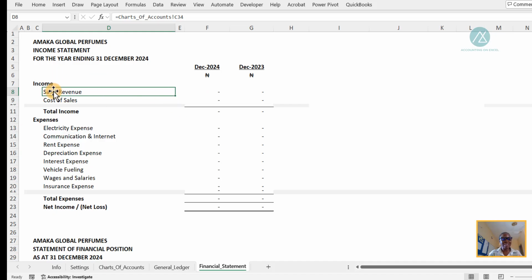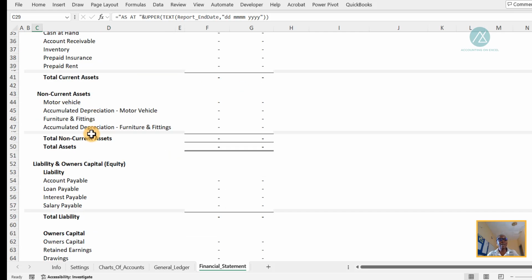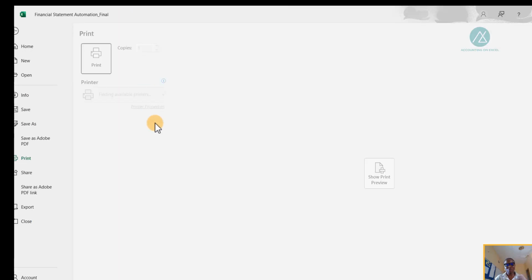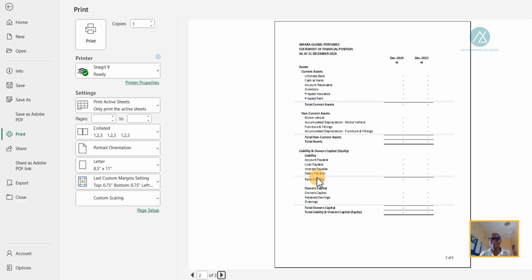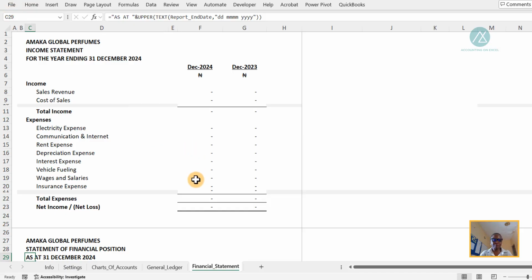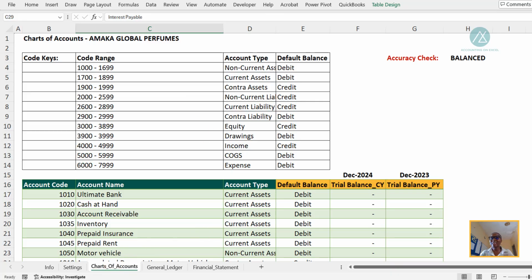You can see we have the income statement here. You can see the name Amaka Global Perfume, the statement of financial position, which is also known as the balance sheet, and down you can see the cash flow statement. When you click on your print preview, let me just show you so that you see it's just 3 pages. This is the income statement. You go to the next page, there's the statement of financial position, and this is the balance sheet. So all has been formatted appropriately for you to use. All right, so this is all you need to know about the template and each of its sections. So let's go to the case study we are working on and let's get down to work.